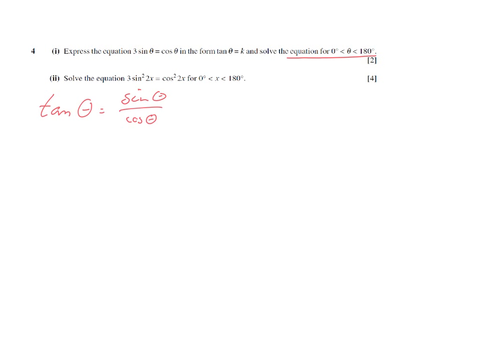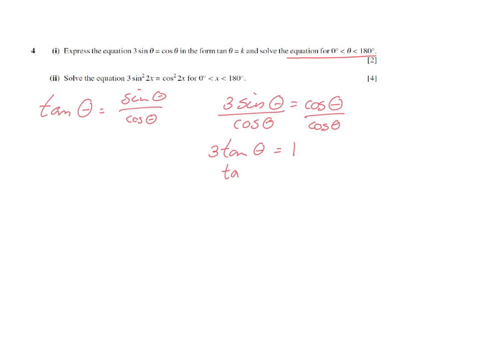So what could I do? I can say 3 sine theta equals cosine theta. I'm going to divide both sides by the cosine of theta, because then on the left side, what do I have? I'll have 3 times sine theta over cosine theta, which is the tangent. So it says 3 tangent theta equals, so what is the cosine of theta over the cosine of theta? That will be 1. So the tangent of theta is going to be 1/3.